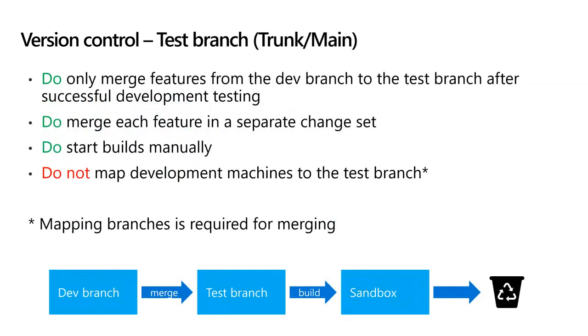For the test branch, we merge features manually from the dev branch that are ready for testing on production data. And we want to merge each feature in a separate change set for the same reason. If we merge two features in and one of them passes validation and one of them doesn't, we want to be able to merge only one of them to the release branch, and we can't do that if they're in the same change set.